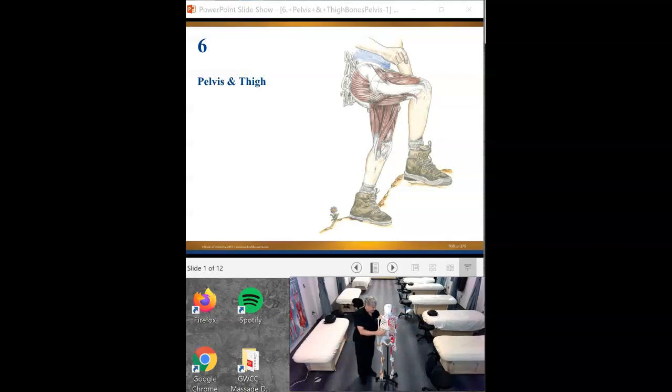And let's talk about the pelvis. We've kind of talked about the spine.